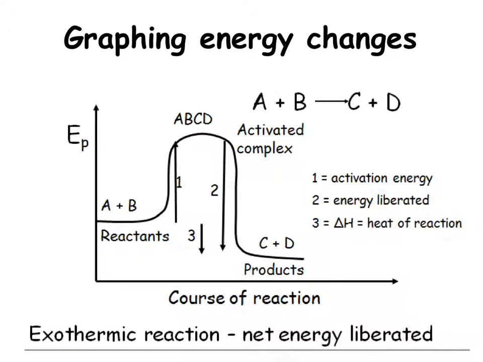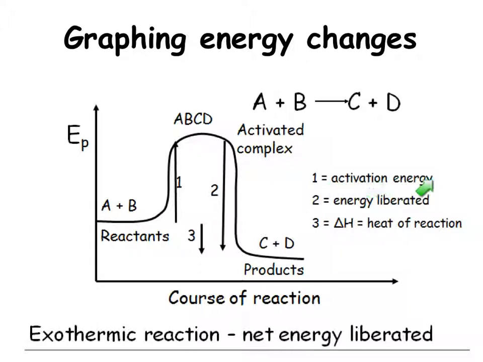We like to graph this information. So here we've got A and B. They become an activated transition state complex, ABCD. And you'll notice this graph has potential energy on the y-axis and the course of the reaction on the x-axis. So in other words, as the reaction is proceeding, there is energy. That's what we had from the reactants. They get together. They require energy to become the transition state, activated complex. They then release energy and become the products.